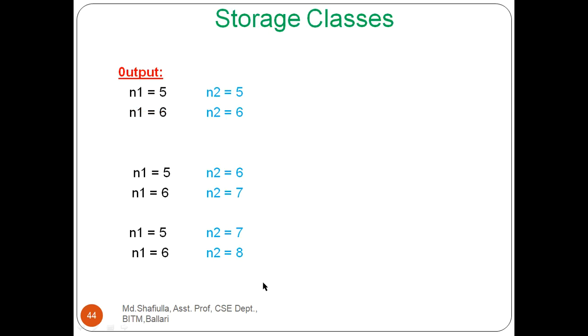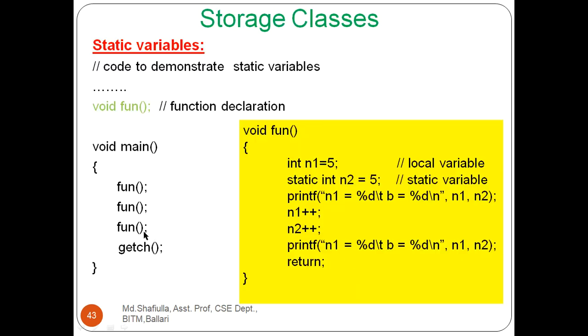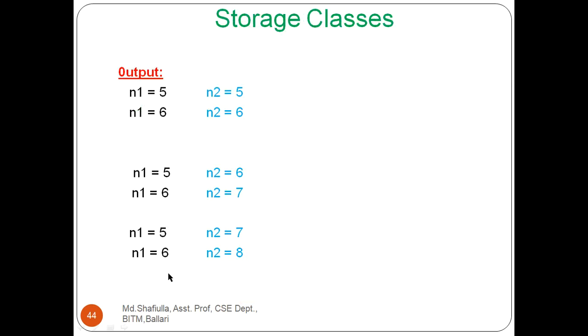Can you guess what will be the next call? Suppose if I write once again another function call, what should be the output? n1, no doubt it will be 5, 6, but n2 will be 8, 9. Why? Because it will resume from 8.